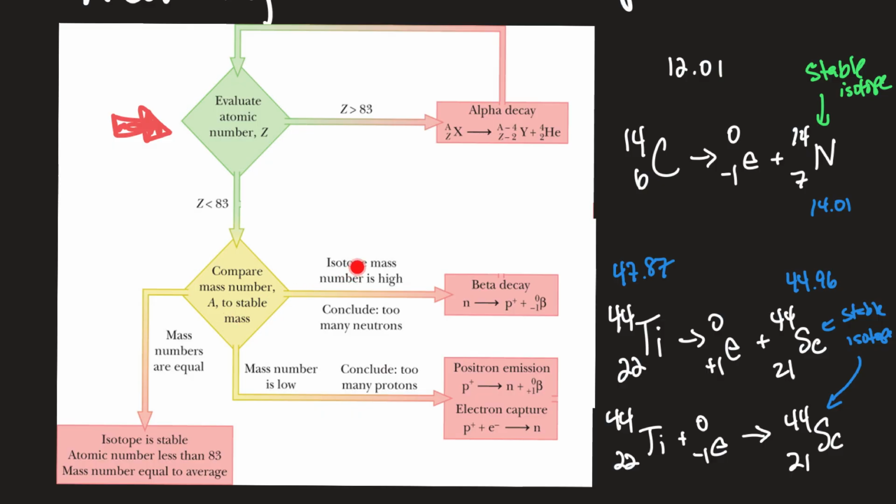If the isotope mass number is too high, we're going to go through beta decay. And that's going to happen until you go back here and your mass numbers are equal. If your mass number is too low compared to the average, then we'll go through either some type of positron emission or some type of electron capture.